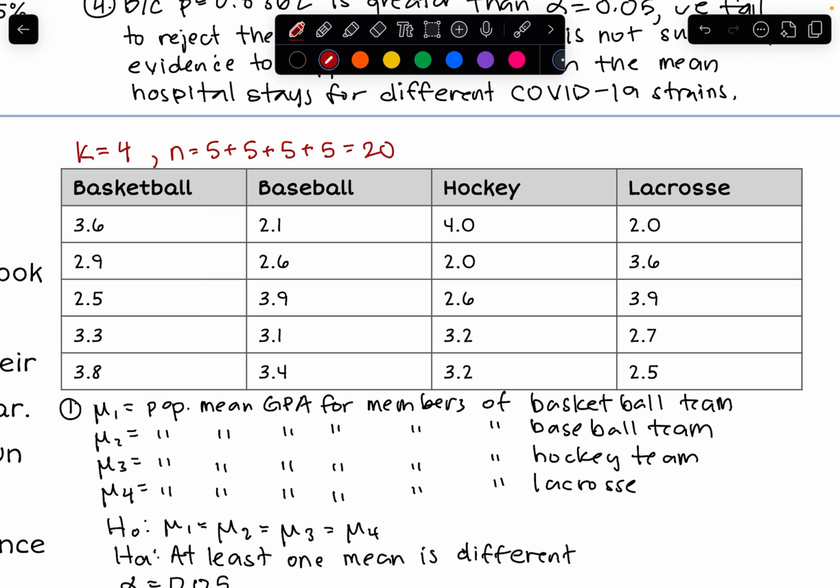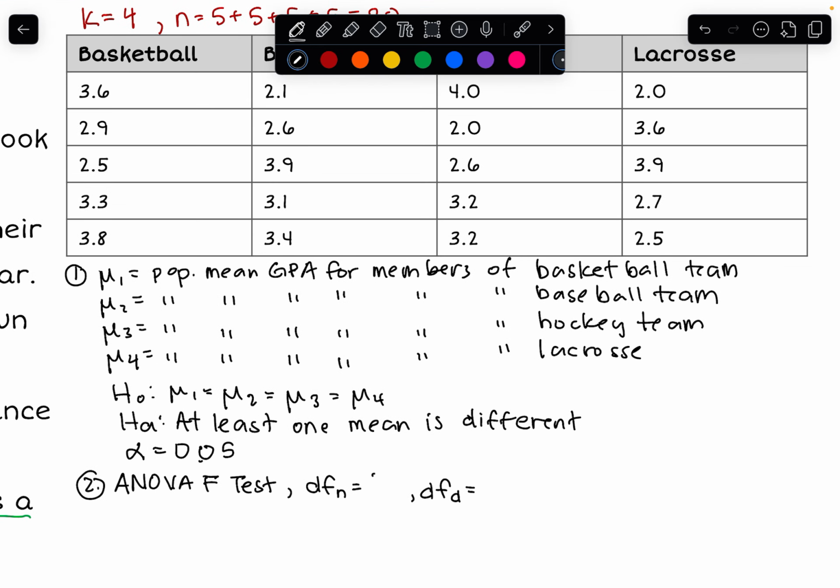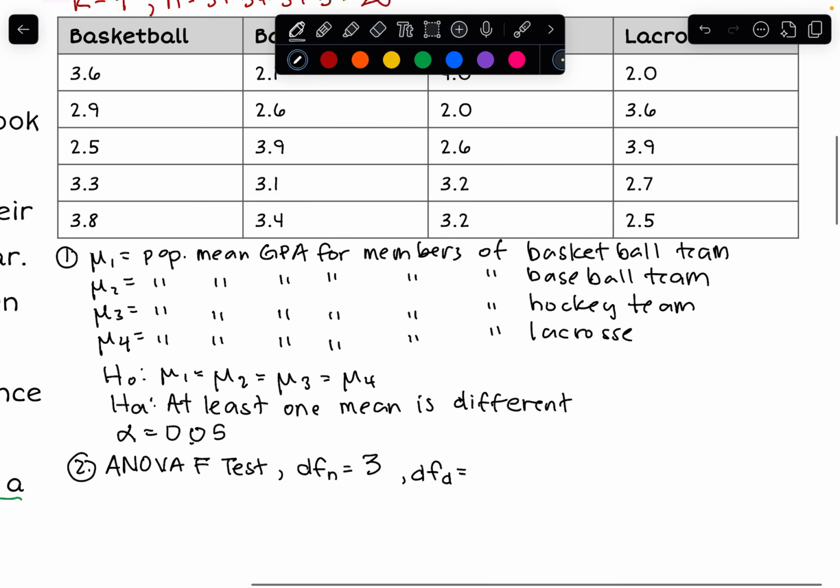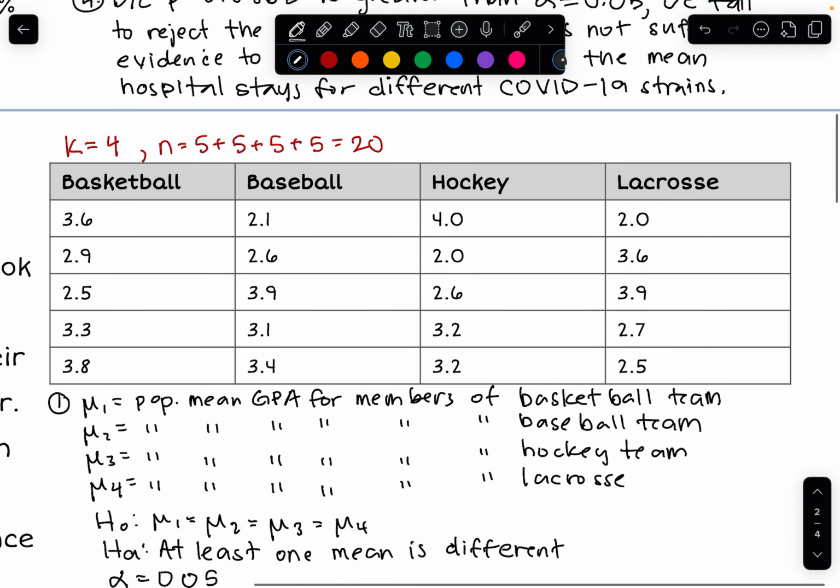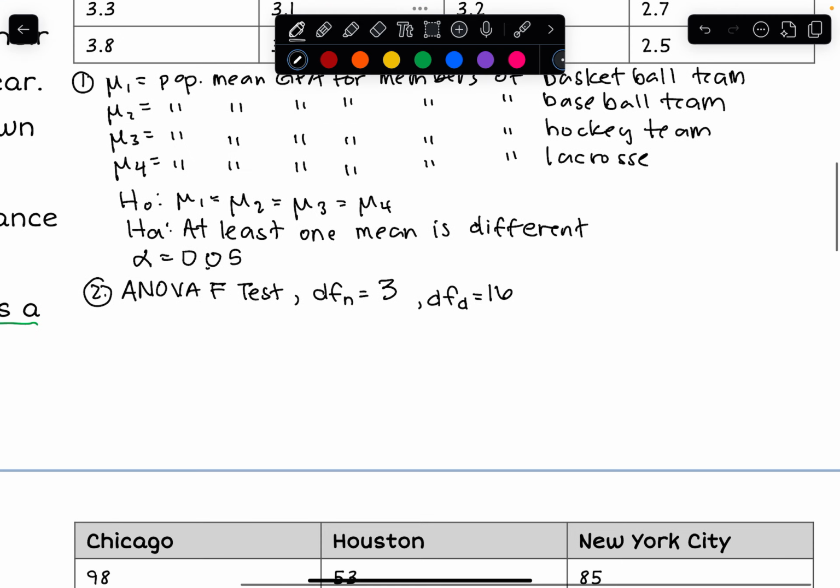And this looks familiar because we did this example in our last video. So degrees of freedom of the numerator, K minus 1 is 3. Degrees of freedom of the denominator is N minus K. 20 minus 4 is 16. I'm also going to come up here, state where I put the data. So list 1, list 2, list 3, list 4. So for the do stage on my calculator, I'm going to run ANOVA on those 4 lists.